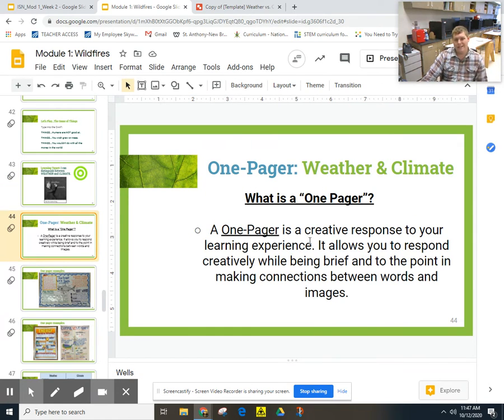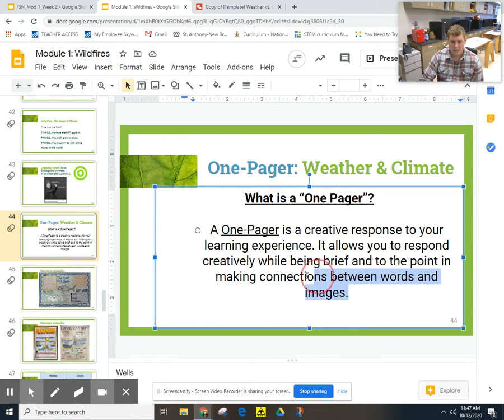So you may be asking, what is a one-pager? A one-pager is a creative response to your learning experience. It allows you to respond creatively while being brief and to the point in making connections between words and images. So this is the key part: you're making connections between words and images to solidify your thinking around weather and climate, okay? You are going to put things in your own words, like Mr. Rad taught us in the S-term project. You put things in your own words so you show your own thinking around this topic.